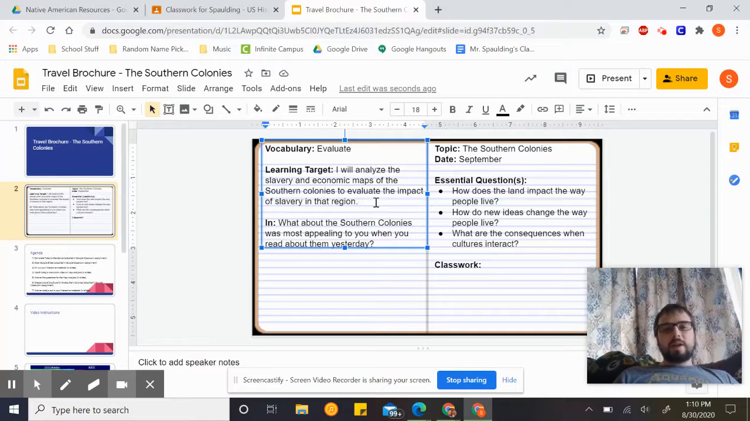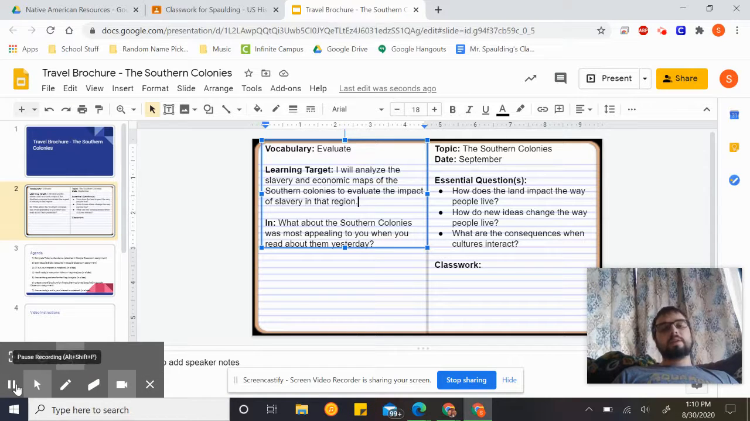Our learning target, once again, I will analyze the slavery and economic maps of the southern colonies to evaluate the impact of slavery in that region, and we'll talk about all of that when we get to those maps. Our in for today, what about the southern colonies was most appealing to you when you read about them yesterday? What did you like about the southern colonies? What would potentially get you to move there or visit there, that sort of thing? We have the same essential questions as before. Go ahead, pause the video, take 5 minutes, and get this done.